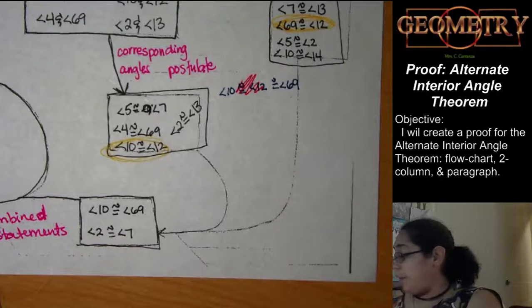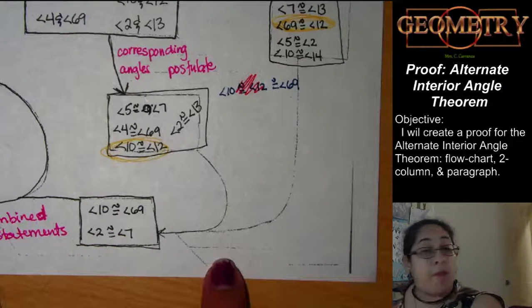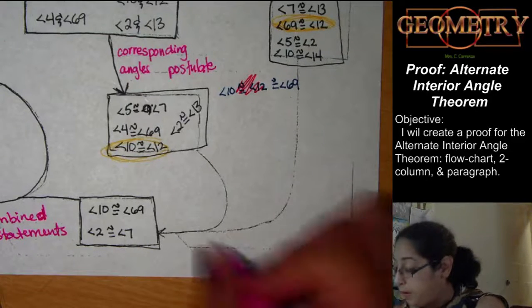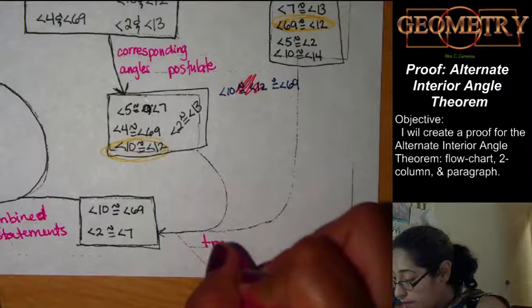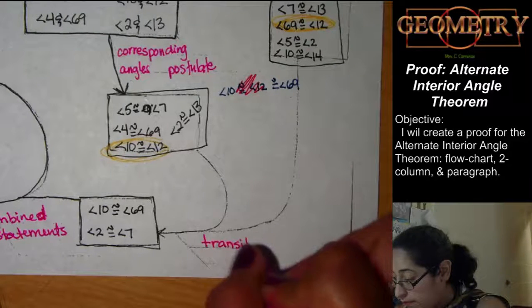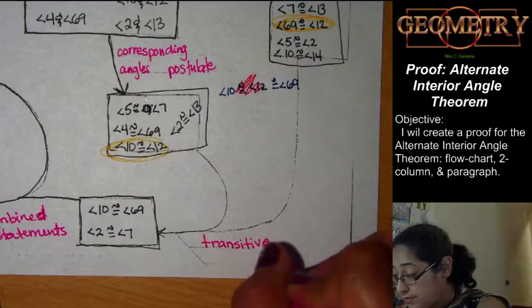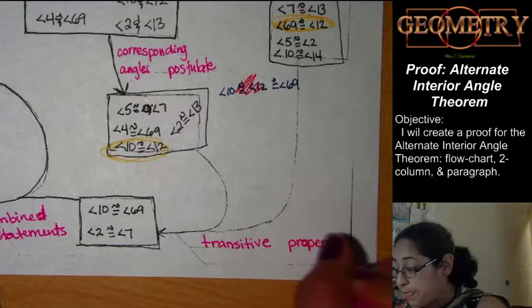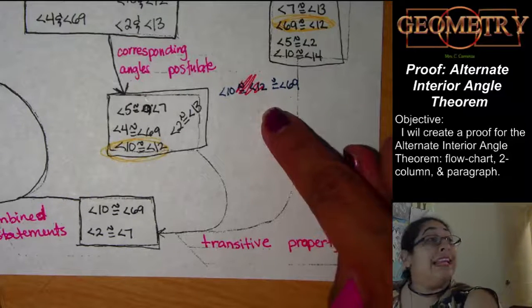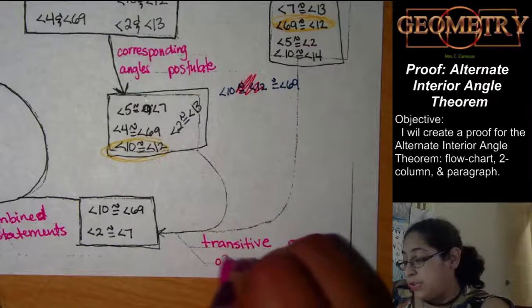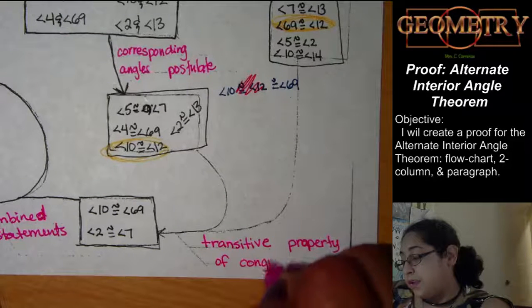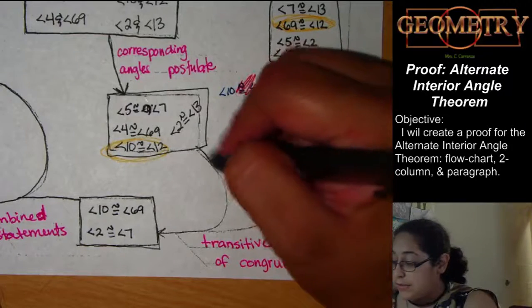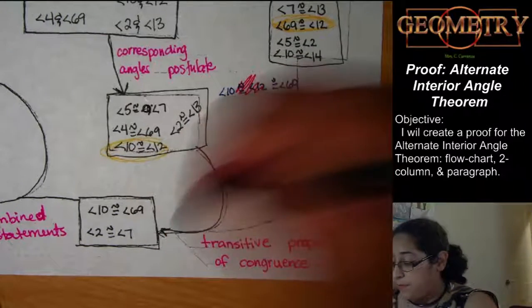This has a name. I'm going to start to write the name of the property here. As soon as you think you know what the name of that property is, start shouting it out. Here we go. Transitive property. This right here is the transitive property. And since we're dealing with congruence, we need to specify that this is of congruence. And this allows us to make this move right here.